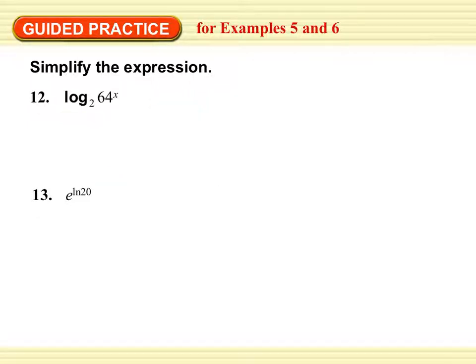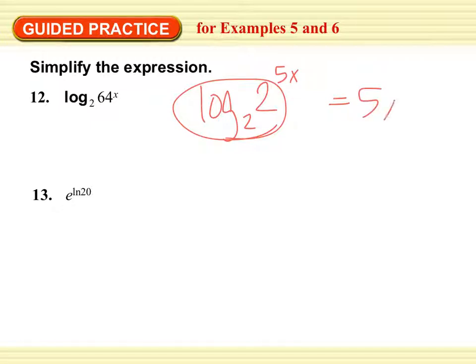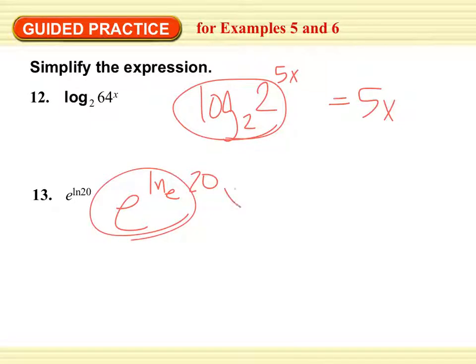Simplify the expression, log base 2 of 64 to the x. 64 is also 2 to the 5th. So log base 2 of 2 to the 5x. When all of that matches, my answer is 5x. And then e, that's base e of 20. All of this matches, so that's my answer. I just caught a mistake. This should be 6. So the answer is 6x. Sorry, 2 to the 6th power is 64.